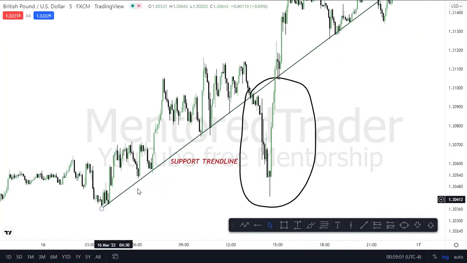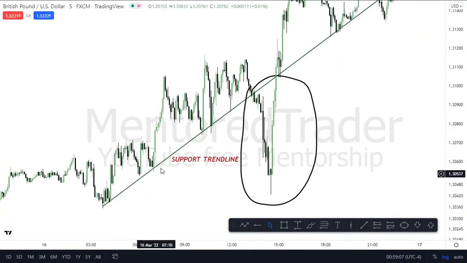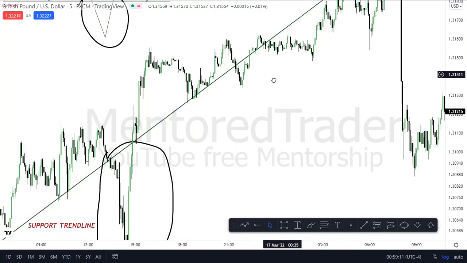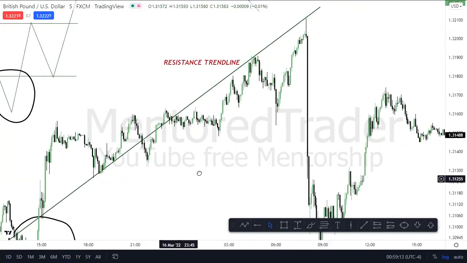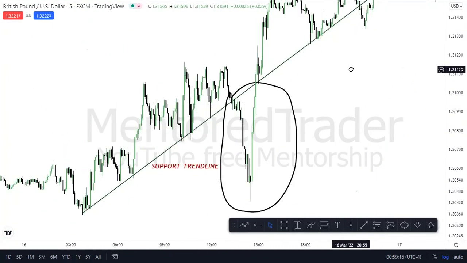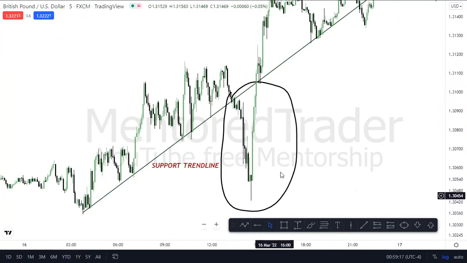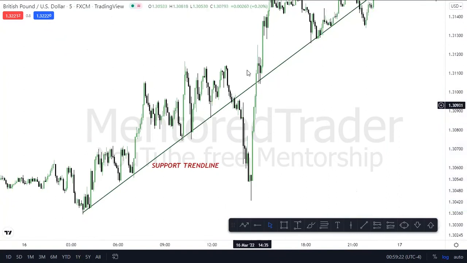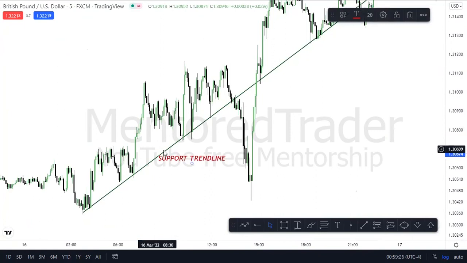But I am sure one... Let's just focus on higher lows, okay? How we can predict where the market is going to break structure, okay? Where the market is going to break structure. This is break of structure, okay? Or a false breakout, a support and resistance trend line.